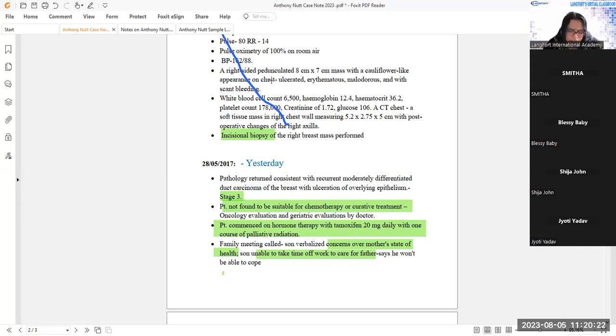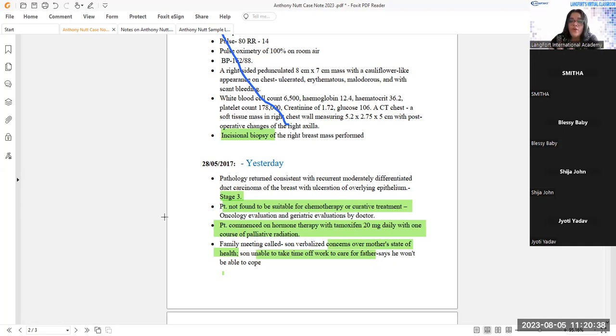Now let me ask you one question. Which is more important to us: the son's concern about his mother or the son's concern about his father? Which will we write first? The concern about his father. Keep this in mind. Do not forget this point.